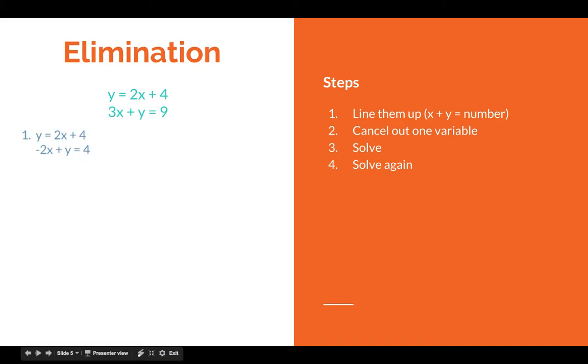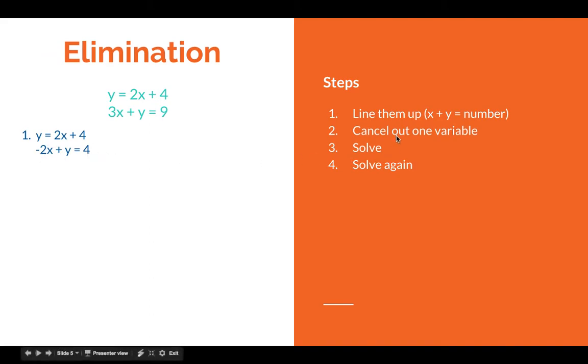Okay. So the first thing is you want to line them up, meaning you want to put them in this x plus y is equal to a number format. So the second equation is good because it's in that format. You have x plus y is equal to 9. The first equation, however, is not. We have y is equal to 2x plus 4. We want to get the x and the y on one side and the number on the other. So we're going to have to subtract 2x, so that's negative 2x plus y is equal to 4.